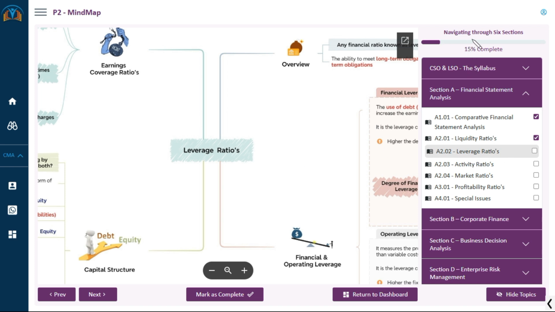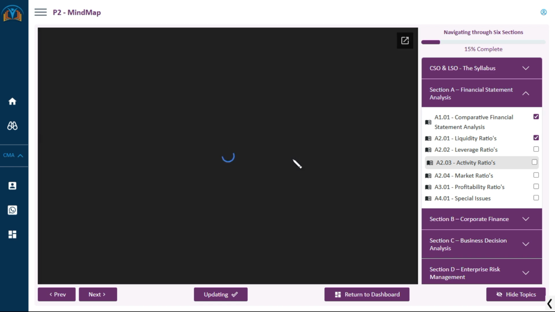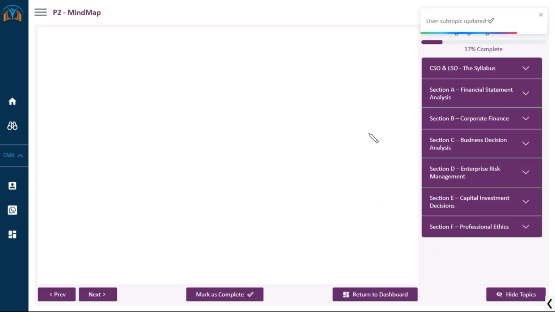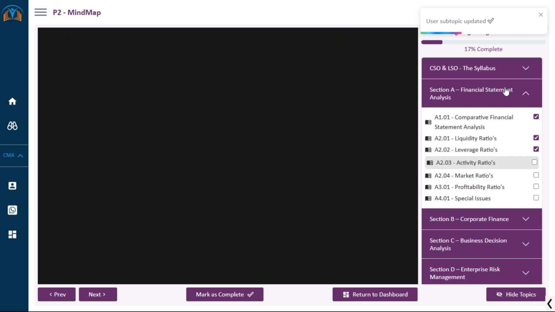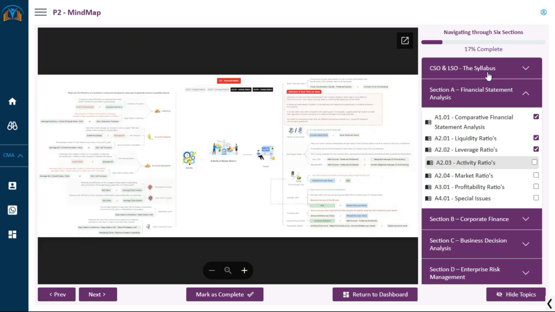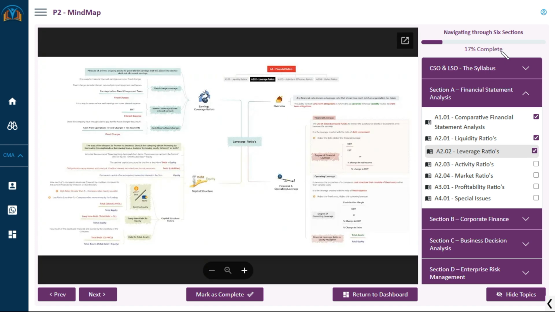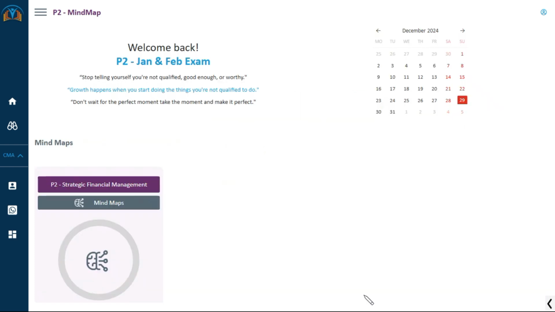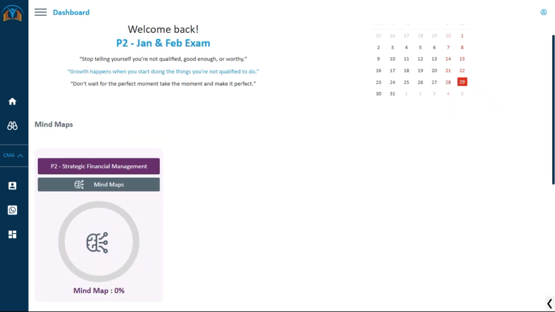So we have completed 15% of your CMA part 2, sorry, now we have completed 50%. Let us see after completing the leverage ratios where we stand. So now we have completed 17% of your CMA part 2. Now we will move towards the MCQ section of leverage ratios.